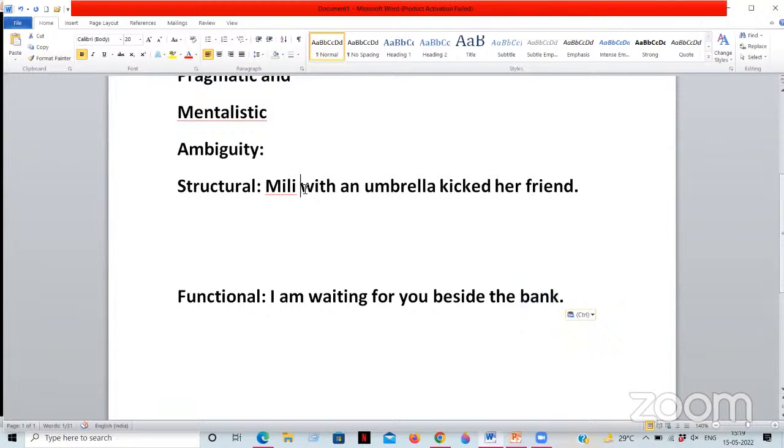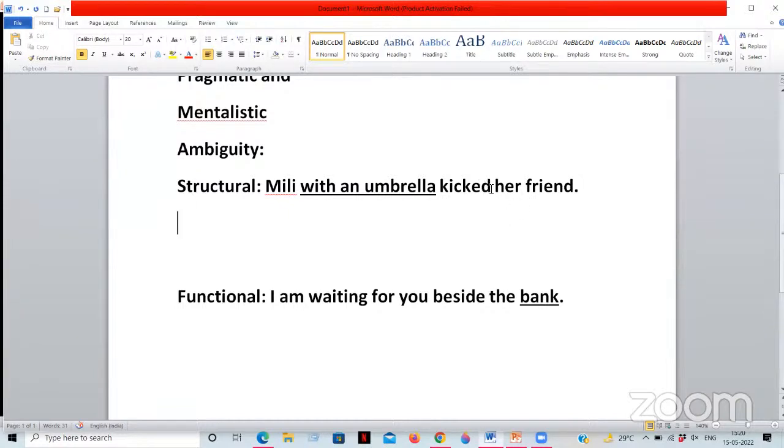But if you look at this sentence, this prepositional phrase has a double meaning. And in this one we have ambiguity in this word only, that is bank. That is why it is called functional, and this one is called structural. Why? Because here there is a vagueness in the structure. Millie could have kicked her friend with an umbrella, or it could also mean that Millie, who kicked her friend, had an umbrella with her, but she didn't kick her with it.